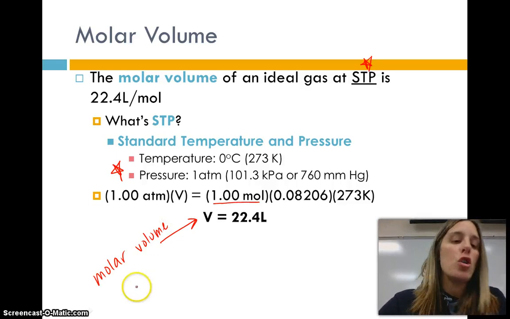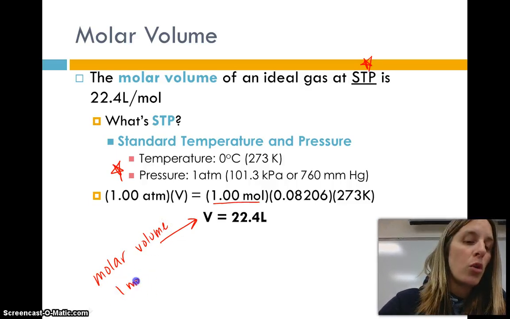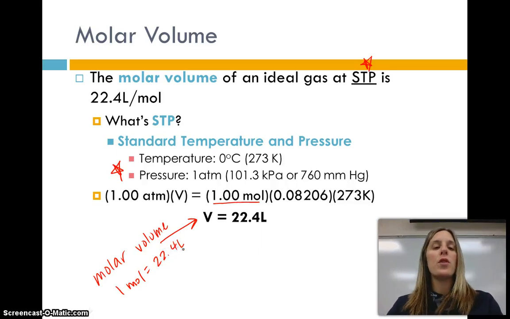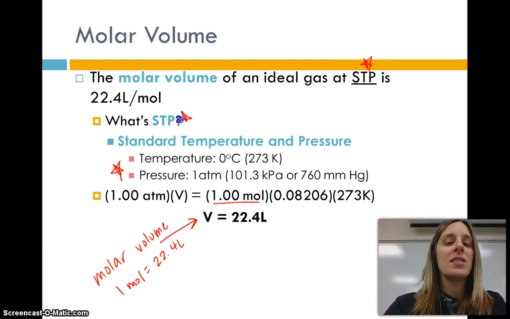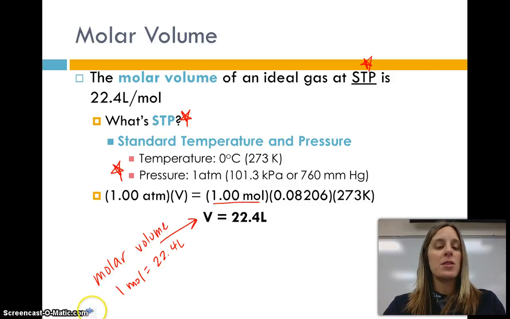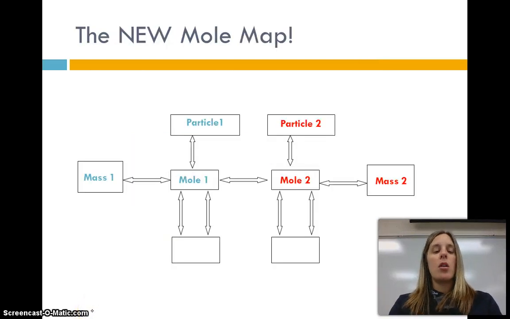So molar volume is 1 mole equals 22.4 liters. But you can only use this conversion factor if you are at STP. Those are the three letters we need to see in the problem that tell us we're at standard temperature and pressure, so we can use our molar volume. So how do we use this in the mole map?